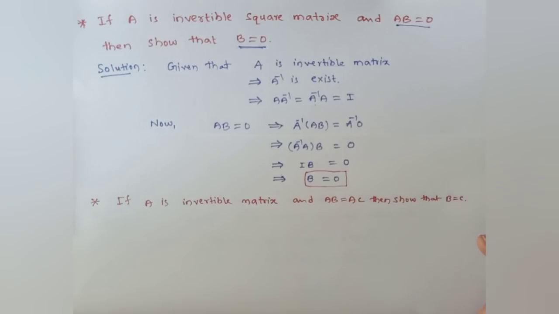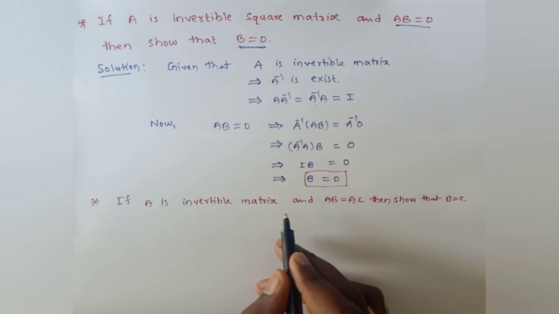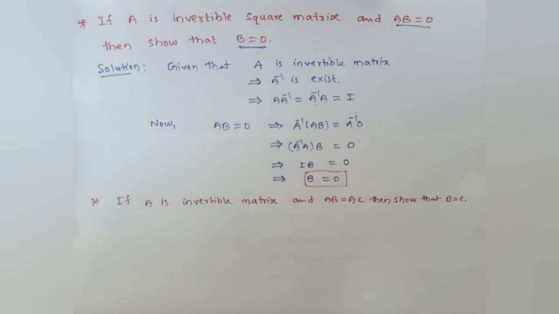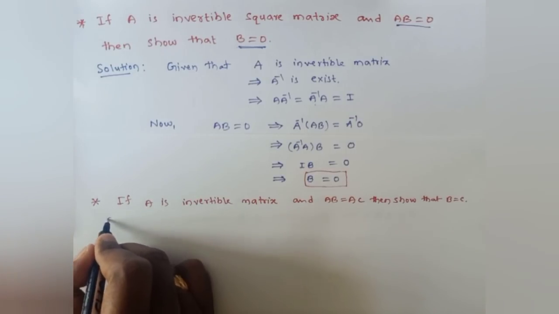So whereas in the same statement, like AB equal to AC, B need not be equal to C, that statement we learned earlier. But if A inverse exists, then AB equal to AC becomes B equal to C. So let's see the solution for this.